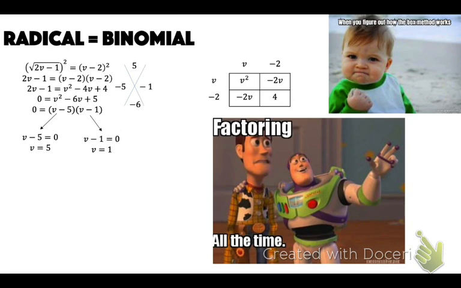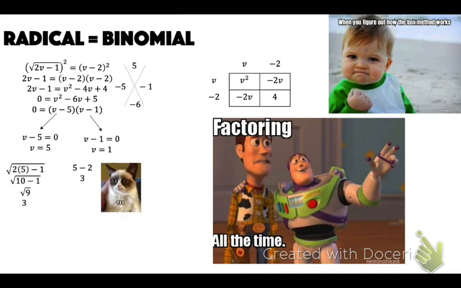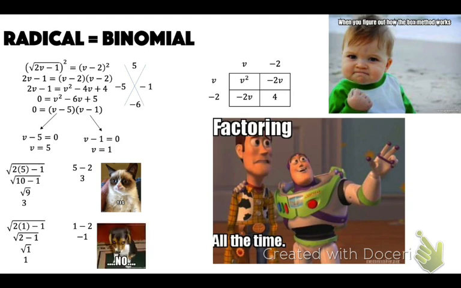Now to check this, we just need to plug them back in. So 2 times 5 minus 1, well, that's square root of 10 minus 1, which is square root of 9, which is 3. I'm going to plug it in the right side to make sure I also get 3 out. So 5 minus 2 is also 3, so that one works. Plug 1 in, so we have 2 times 1 minus 1, which is 2 minus 1, which is 1. On the right side, if I do 1 minus 2, that's -1. 1 and -1 are not the same thing, so that one does not work. So our answer is just v equals 5.